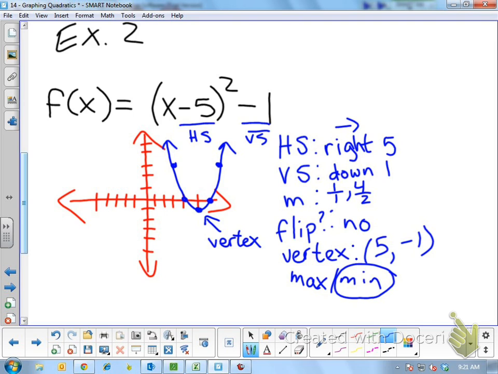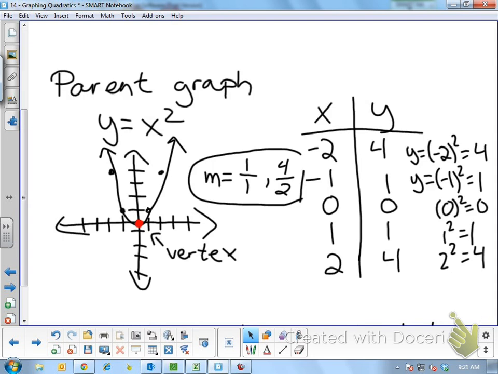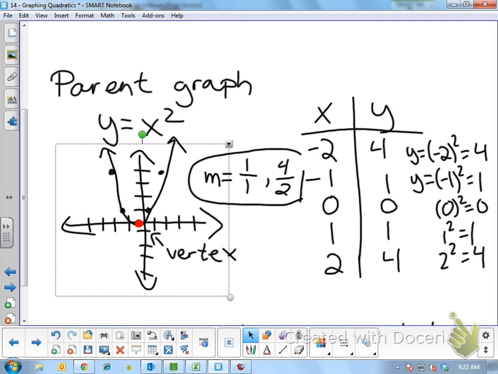Where did the 4 over 2 come from? 4 over 2 we got from, I'm going to flip to another page, when we drew this parent graph and we made the table to get it. We said, well, these points followed the pattern of up 1 over 1. And then the other 2 followed the pattern of up 4 over 2. So it's something right now you just have to have memorized.